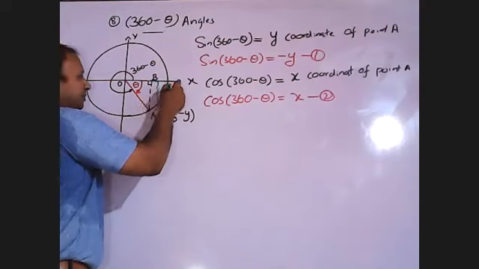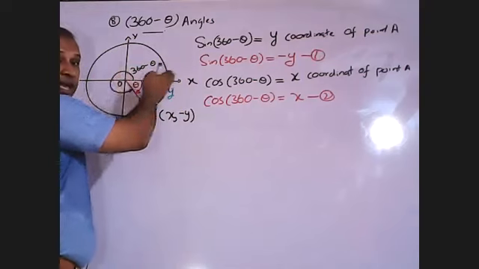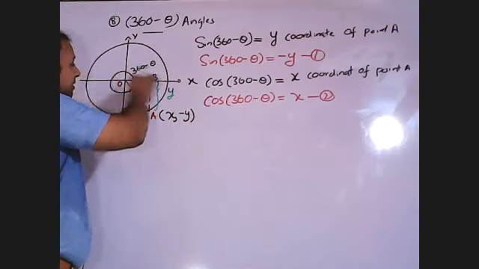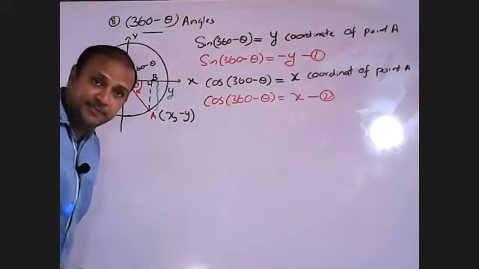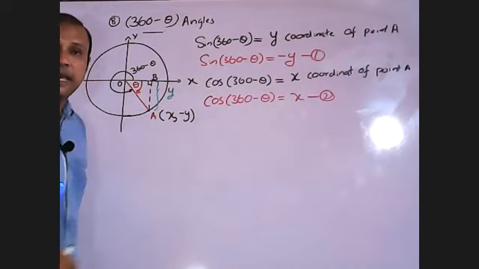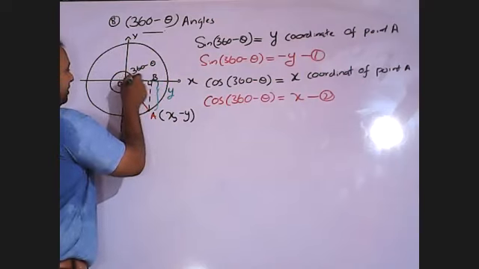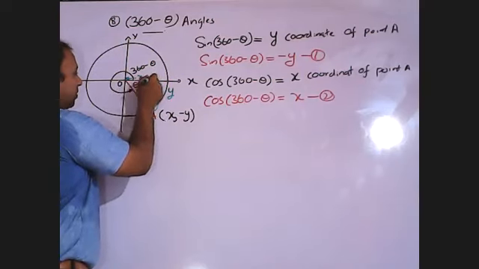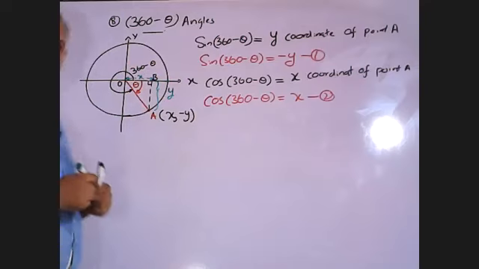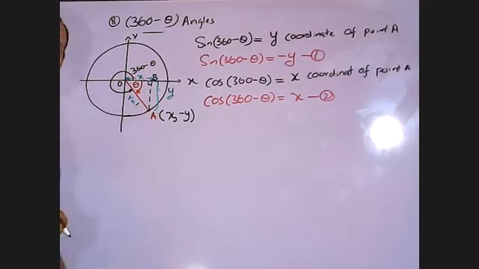That means y. Look at this. OB is along the x-axis. Therefore, OB length is equal to the x coordinate of point A. Therefore, this one is equal to x. And the hypotenuse is equal to 1 because this is a unit circle. Therefore, it is equal to 1.